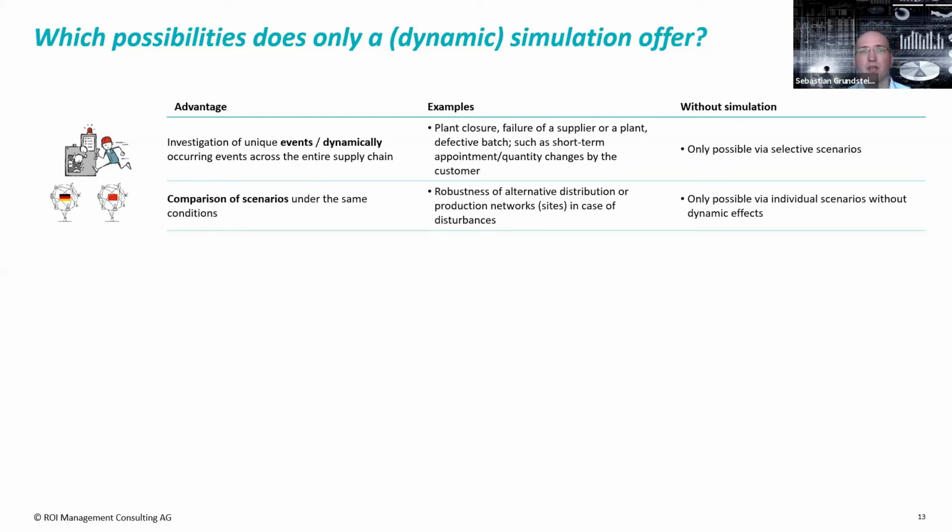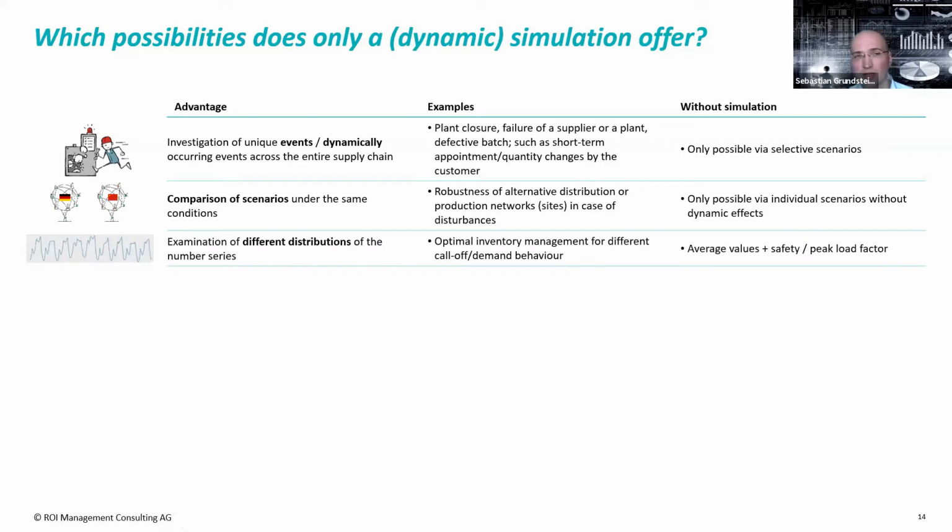Another advantage, you can compare scenarios under the same conditions. For example, what we see here, if you talk about a production network or a distribution network, and you want to ask yourself, which scenario is more robust? Because what you can easily calculate is a business case, a static business case. That's something you can easily calculate. What is not possible in a static calculation is the robustness. For example, you model a disturbance of 2 weeks. You're running out of parts for 2 weeks. You have a shutdown for 2 weeks. What is the effect? What is the ramp up? What is the ramp down? This is something you can compare for 2 scenarios having this or that footprint.